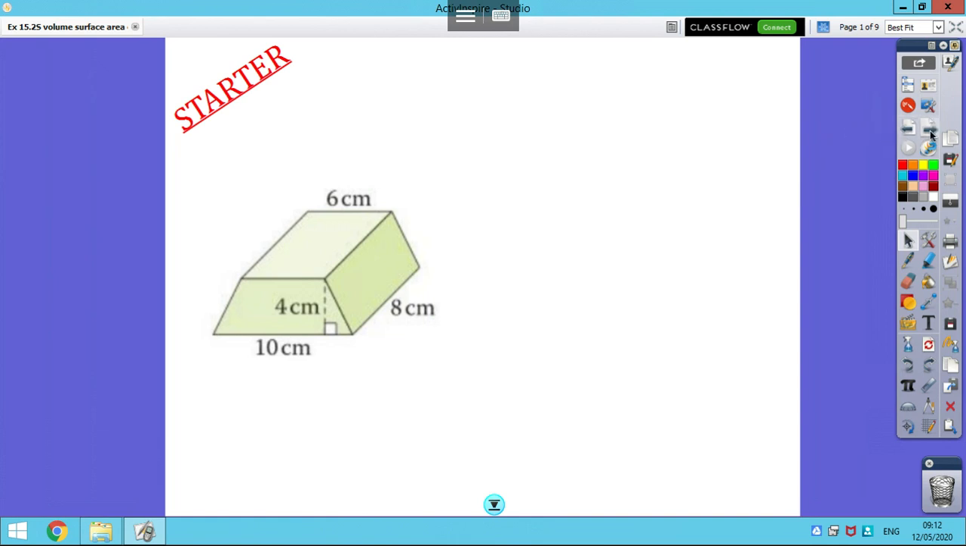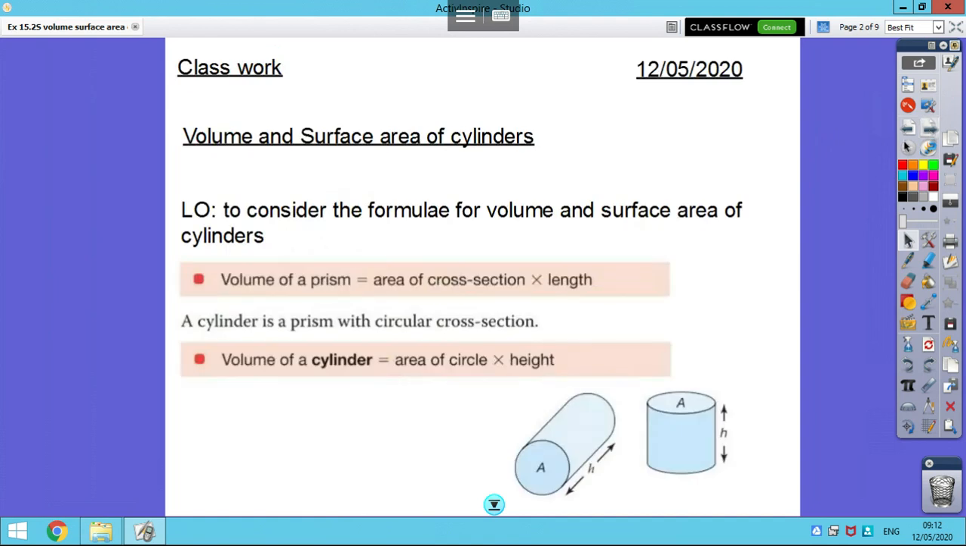So today's date and title are up here, and today we're going to be talking about volume and surface area of cylinders. So today's lesson is going to be all about cylinders. So write your date, title, and learning objective, and there are some important formulae down the bottom here in the bullet points that you can write down.